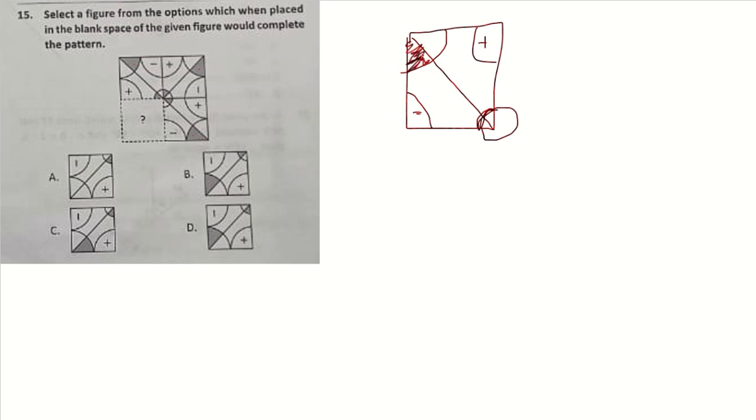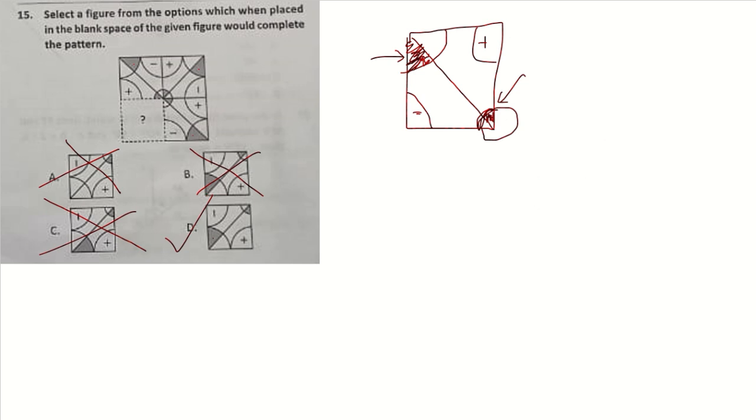parts is shaded, and if you look at the 3 available boxes, the opposite sides are shaded. So if this right side is shaded, then here the left side will be shaded. And so in option A, none are shaded. In option B, the same side is shaded. In option C, the same side is shaded. And in option D, opposite sides are shaded. Therefore, the answer is option D.